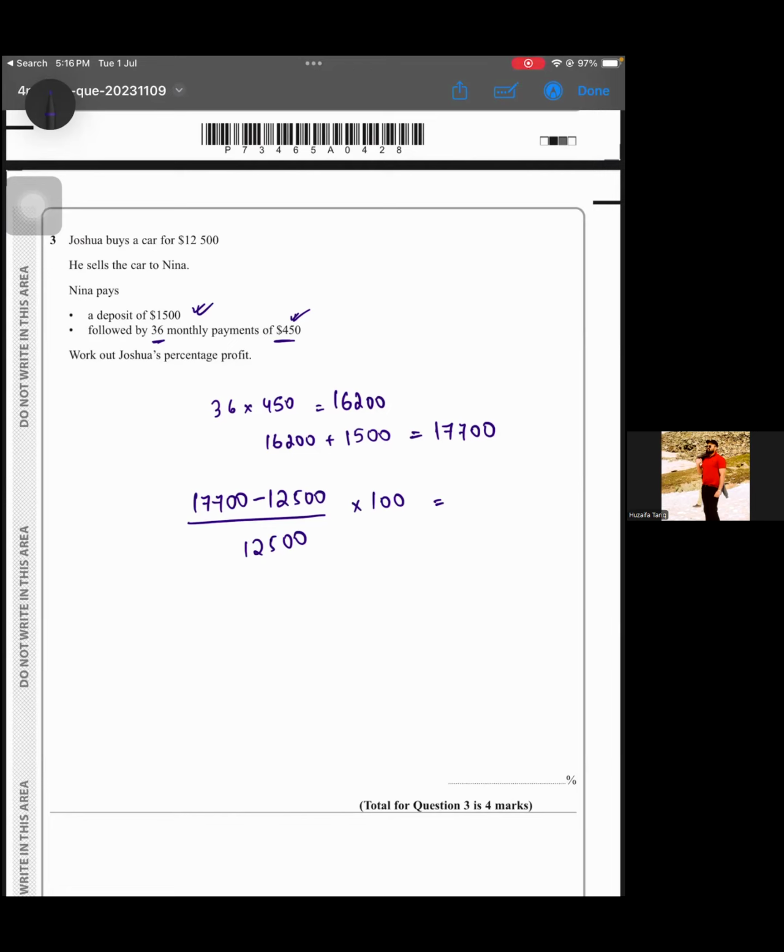If we simplify it, it will be 17,700 minus 12,500. That is 5,200 divided by 12,500. That is 0.416, and if we multiply it with 100, that is 41.6. So the final answer is 41.6. That's your percentage profit.